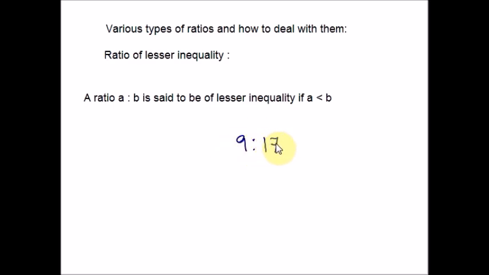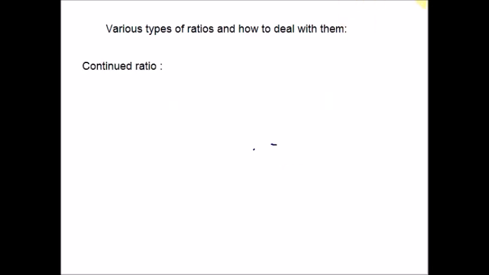Hope this makes sense. The next type of ratio is continued ratio. Continued ratio is the relationship, or you can say comparison, between the magnitudes of three or more quantities of the same kind. The continued ratio of three similar quantities A, B, C is written as A is to B is to C. It is a ratio for three or more quantities of the same kind.